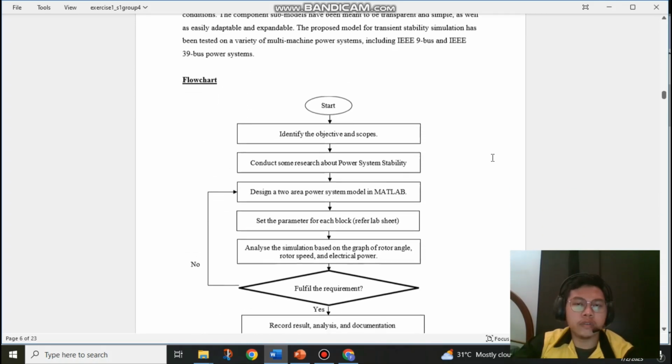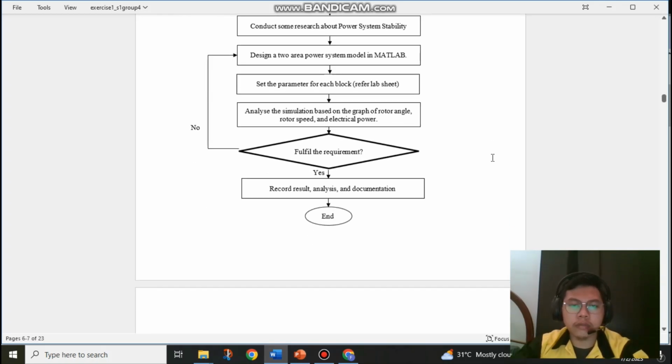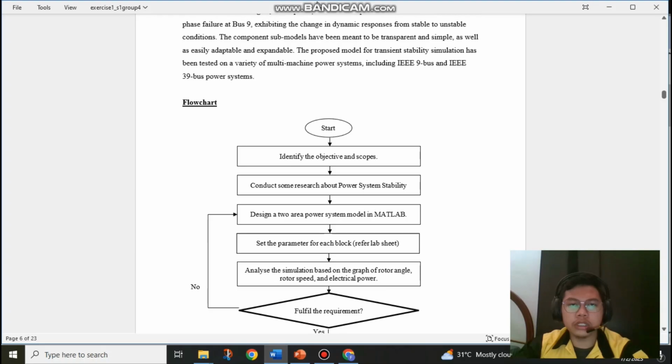So this is the flowchart for our experiment. Firstly, we identify the objective and scope of the experiment, and then we conduct some research about power system stability. Then we design a two-area power system in the MATLAB Simulink, and then we set the parameters for each block, referring to the lab sheet. Then we analyze the simulation based on the graph that we obtain. If the requirement is fulfilled, then we record the result and analyze the result that we have obtained. So that is for the methodology.